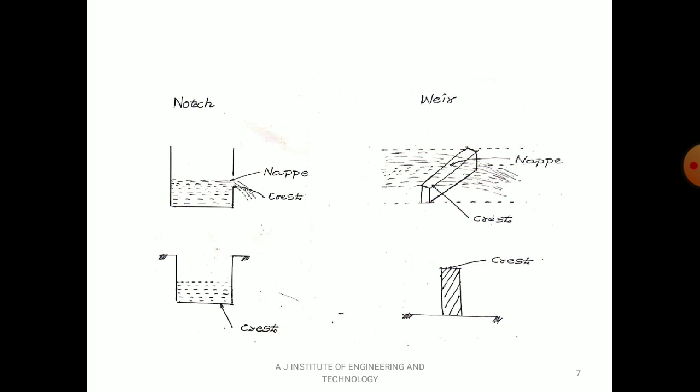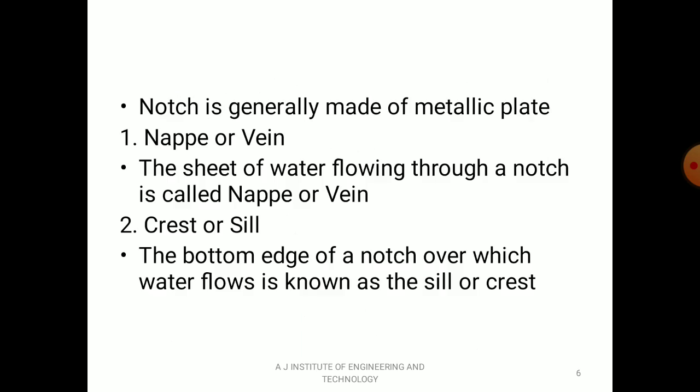With respect to a weir, it is the sheet of water flowing over the weir. So that's the basic definition of nappe or vein. It is the sheet of water flowing through a notch, and for a weir, it is the sheet of water flowing over the weir. It is called nappe or vein. The second one is crest or sill.